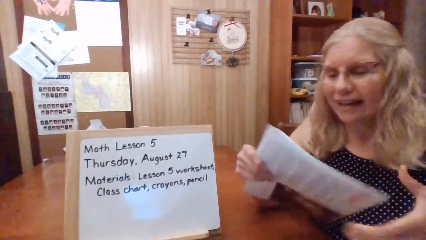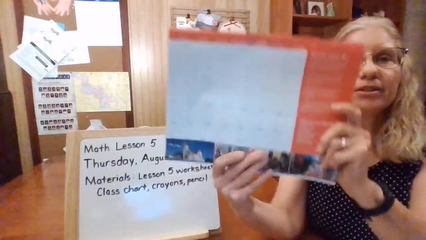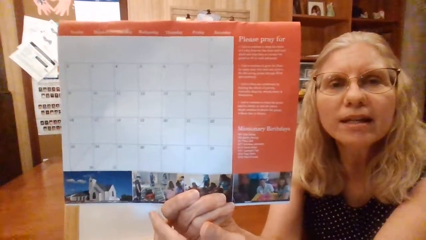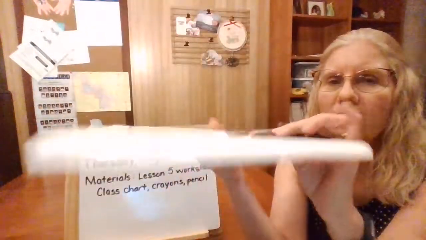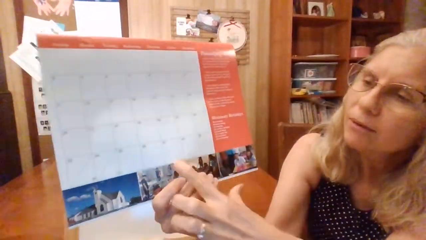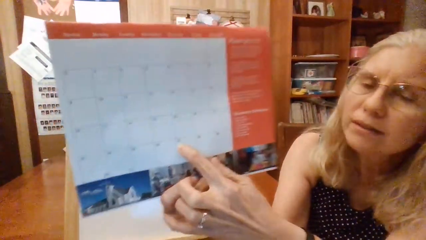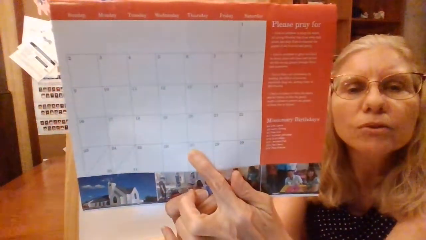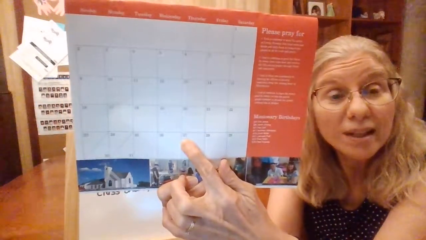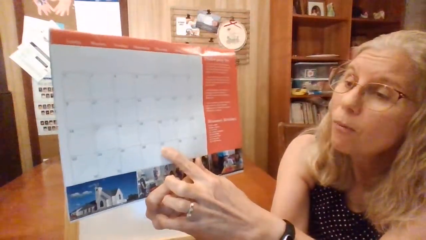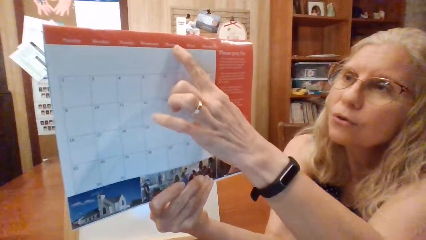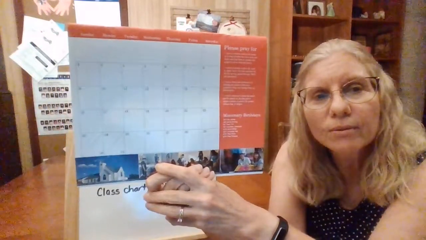Let's do it. Let's get started with our calendar. And I'm going to hold it a little closer today so you can see it a little bit better. We are still in August and we are on Thursday. Thursday is the day right after Wednesday. And the number there, can you read that? It says 27. So we're on the 27th day already. Wow. So, do you remember the song that goes with the days of the week?